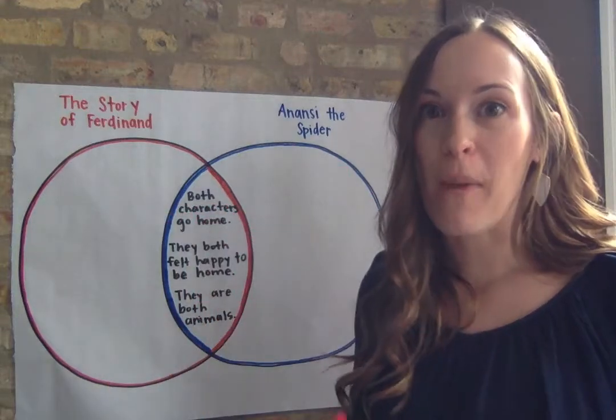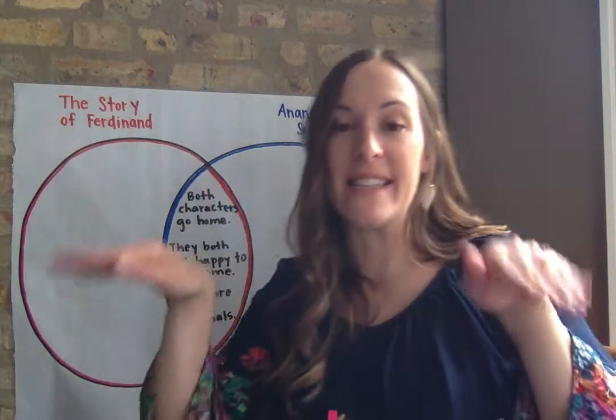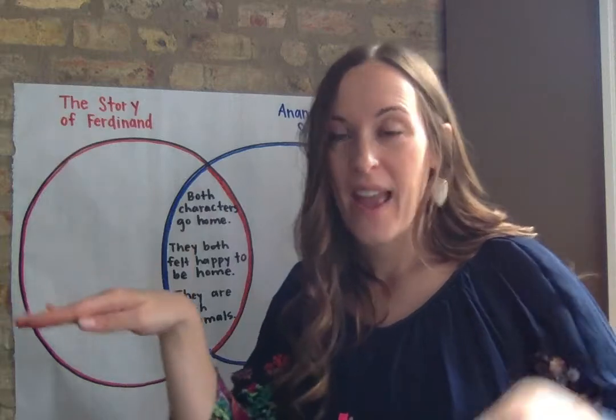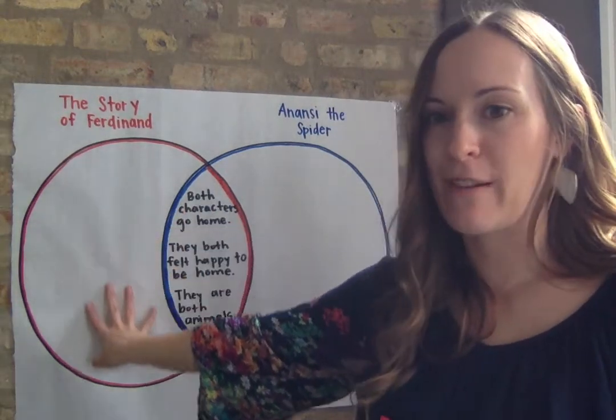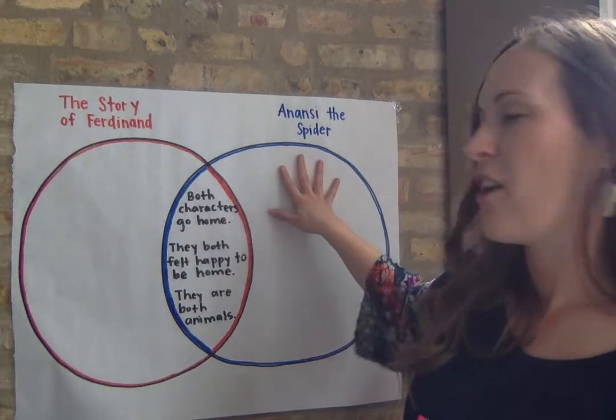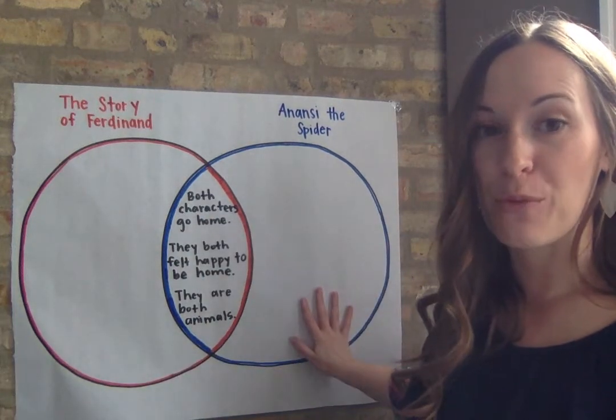Now tomorrow, we're going to think about what is different. And when we think about what's different, we're going to put all of the things that are special just about Ferdinand in the red circle, and all of the things that are just about Anansi in the blue circle.